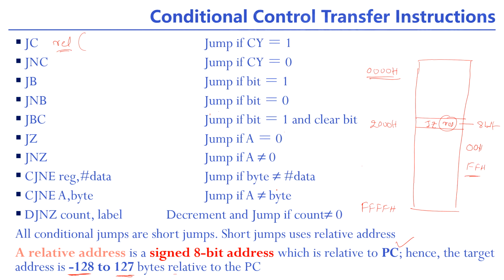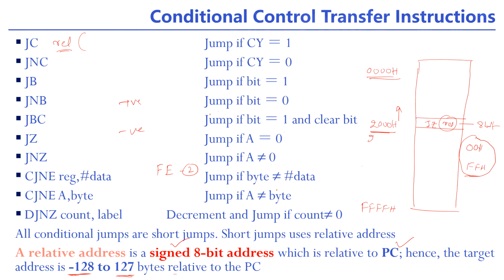If I use any number between 00H and FFH, it is a signed number. A signed number means it has positive values as well as negative values. That means if I use FE, it means minus 2, so minus 2 locations from this address. While executing this instruction, let us consider it is a 2-byte instruction.